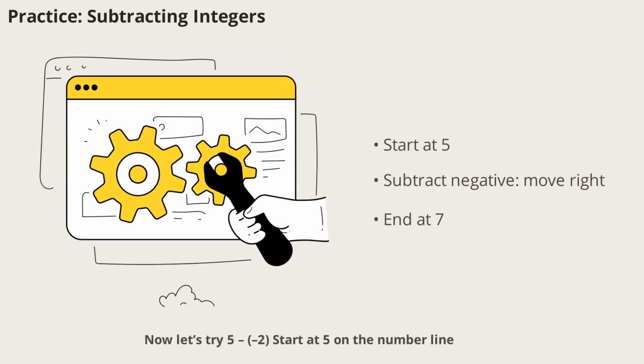Now let's try 5 minus -2. Start at 5 on the number line. Since you're subtracting a negative, move 2 spaces to the right. You'll end up at 7. This example shows how subtracting a negative increases your total. Keep practicing to get comfortable with these rules.